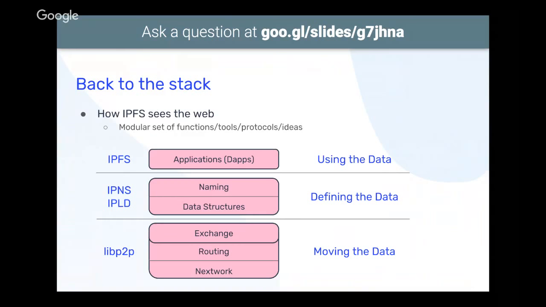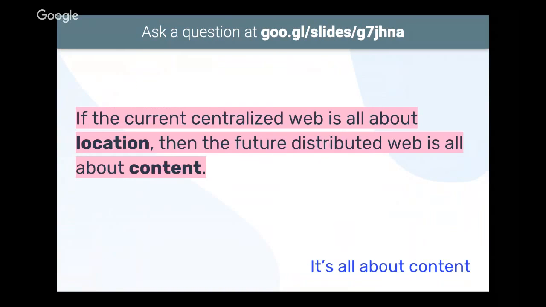So what we really have here is a modular set of functions, tools, protocols, and even ideas that help make up this system for exchanging content between peers. So we've got IPFS, IPNS, IPLD, libp2p, and all sorts of things in between to move and interact with data on the web.